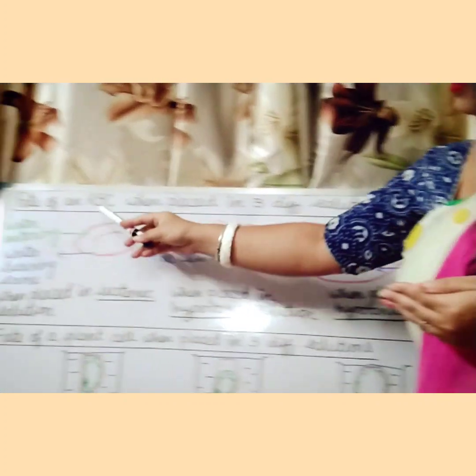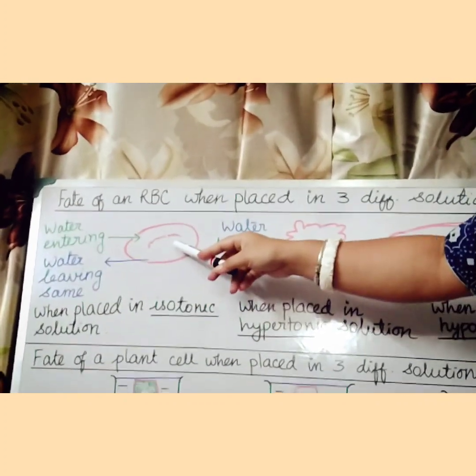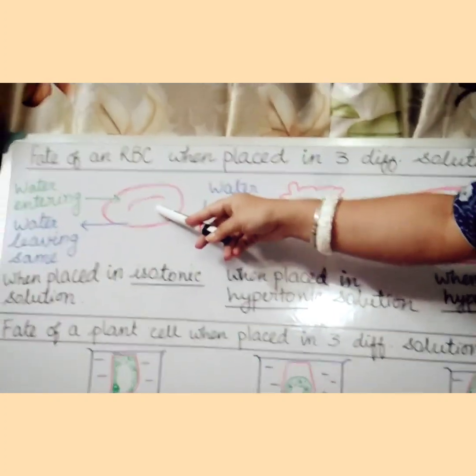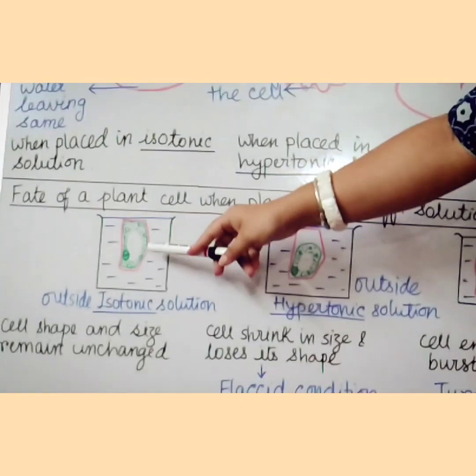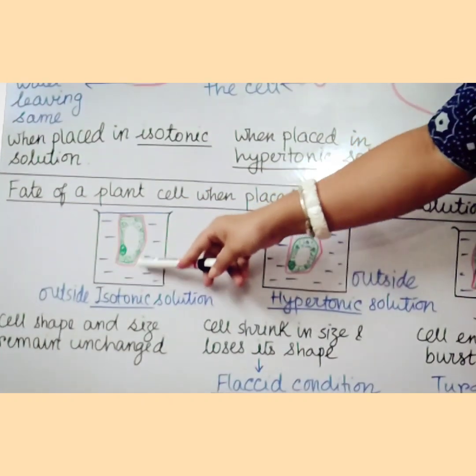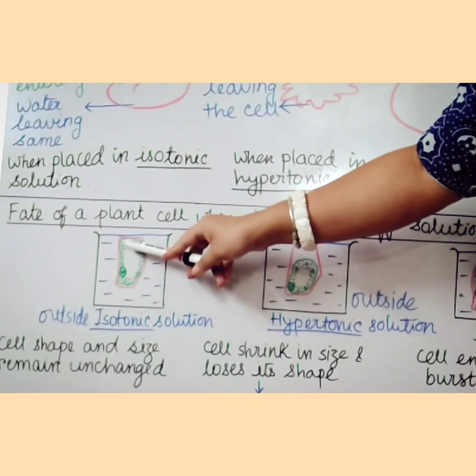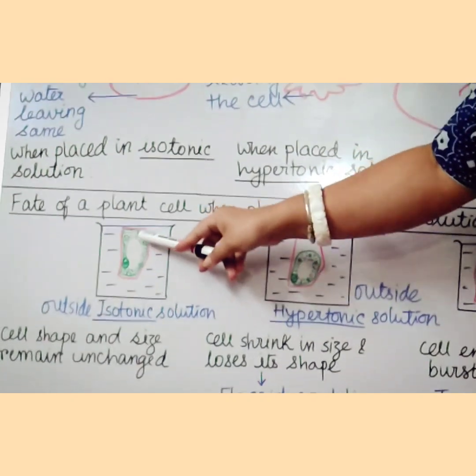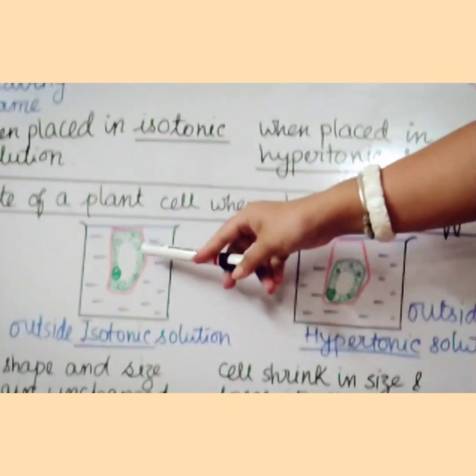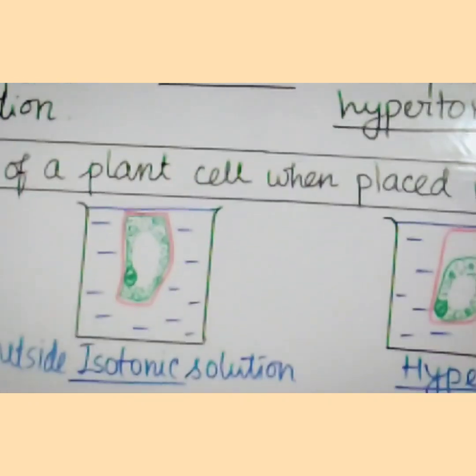See this one, the oval shaped RBC. RBC is an animal cell. Here I have drawn a plant cell. Now see, the outside red border is the cell wall and the inside green border is the cell membrane. This is the nucleus, and inside is the cytoplasm and the chloroplasts. You know the plant cell, so chloroplasts are there.